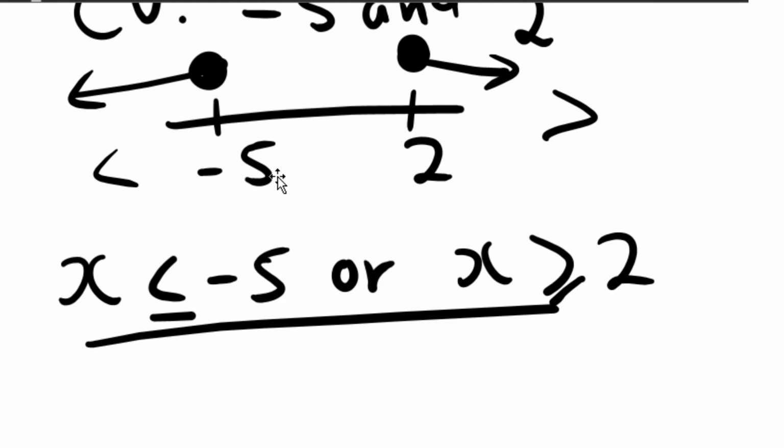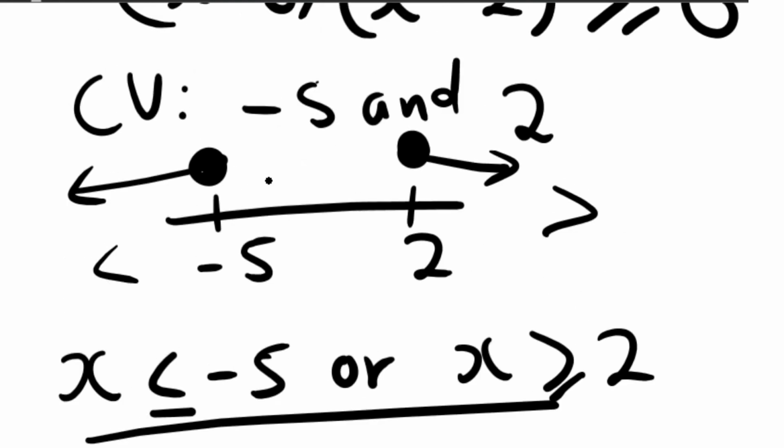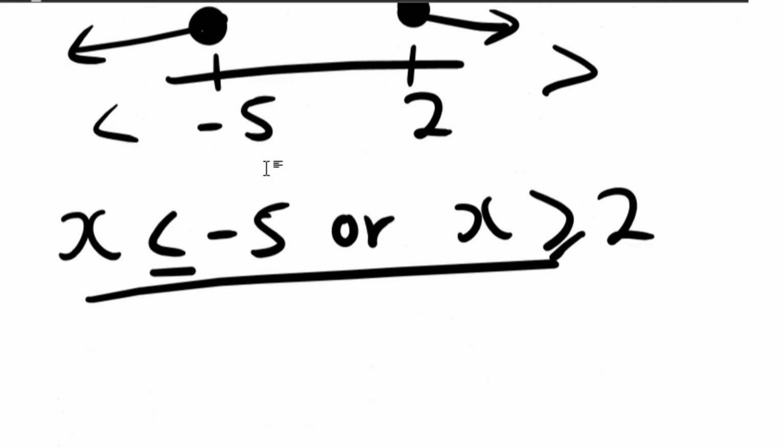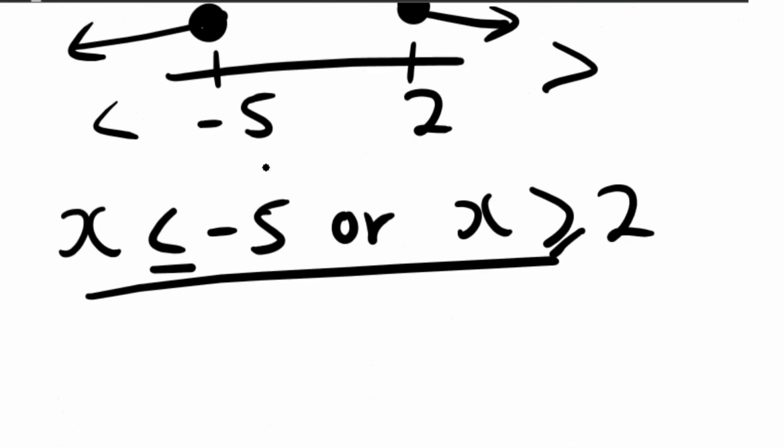The same inequality sign that was used here, the one that has greater than or equal to, we want to use it at our answers as well. We want to use it here as well. That is greater than or equal to for minus 5, and for 2 as well. Now that will be your final answer.